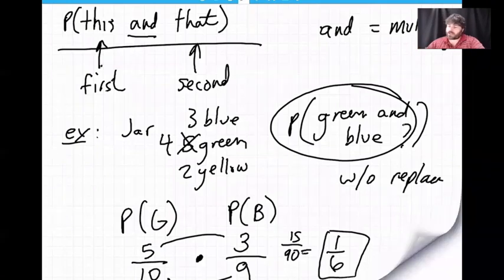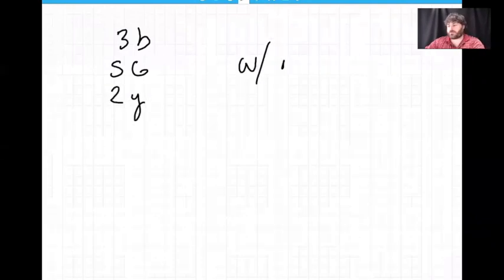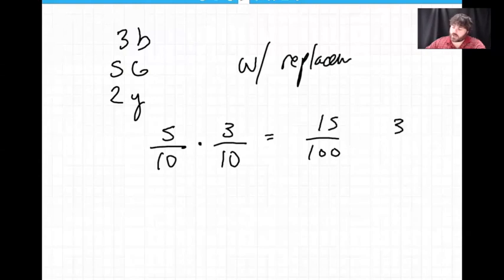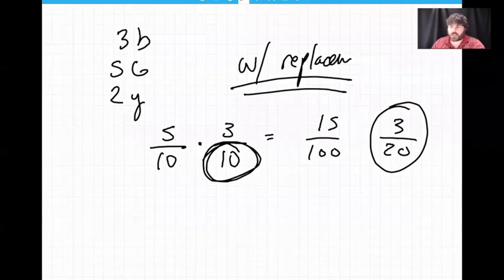Now what if they said with replacement? 3 blue, 5 green, and 2 yellow candies. What if they said with replacement? Well, it's going to be a little different. You're still going to have 5 out of 10 for your first green. But then when you go get your blue, there's still 3 blues, but now there's still 10 because you put that other candy back in. So that changes things up a little bit. Okay, that's going to make 15/100ths, which is 3/20ths. So just be aware, this number changes if it's without replacement. If it's with replacement, if you put it back in there, that number won't change each time.